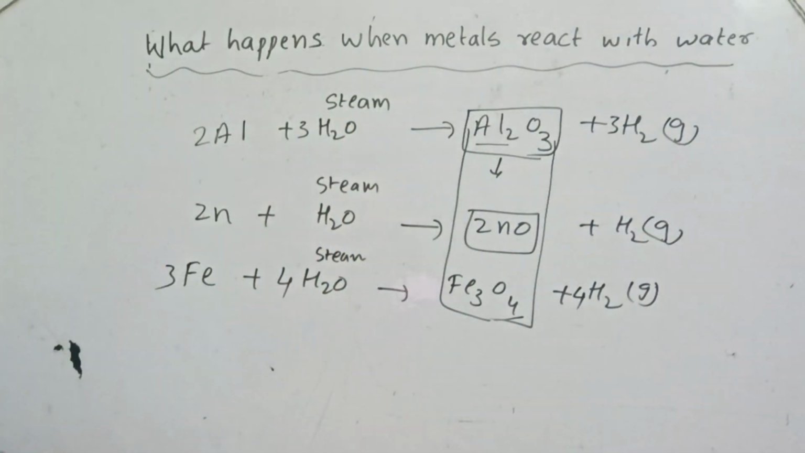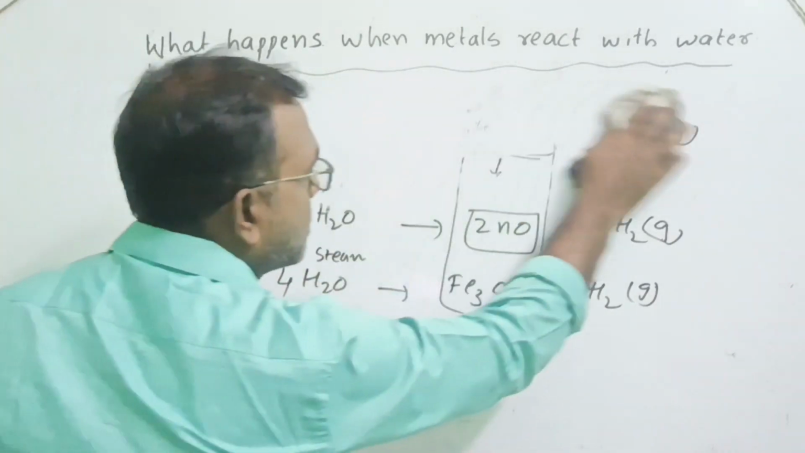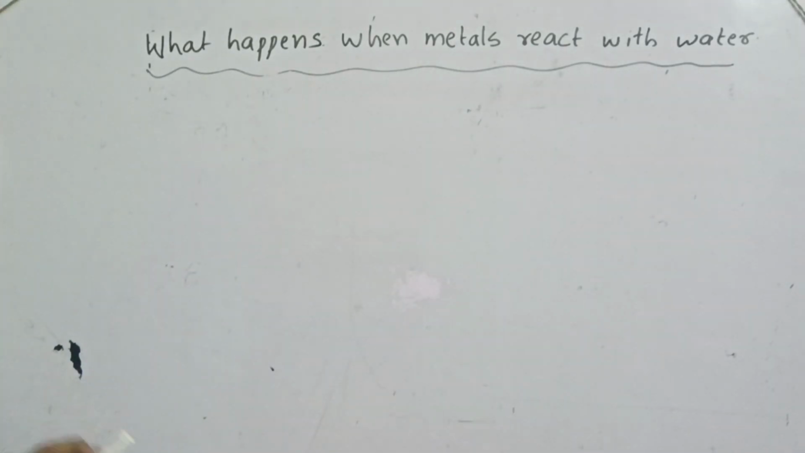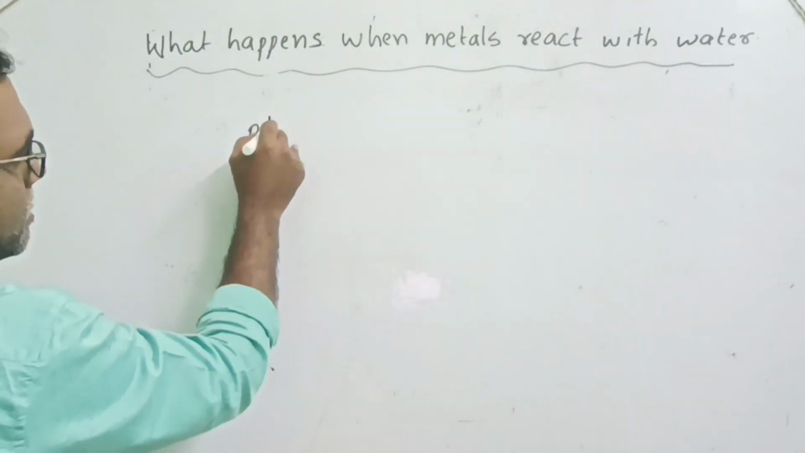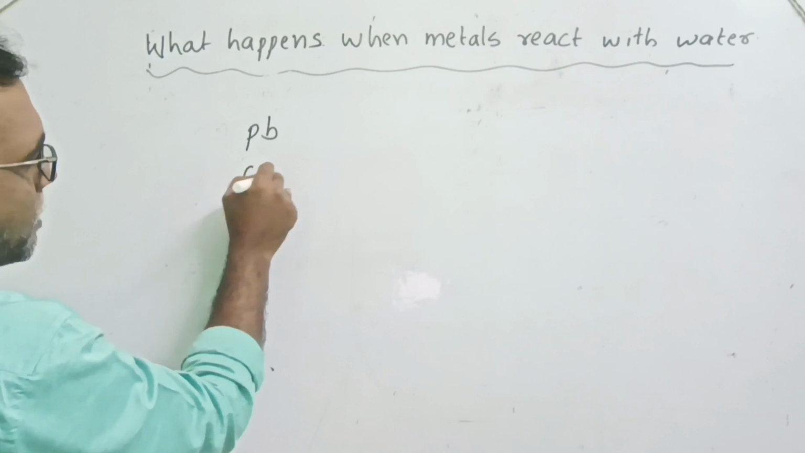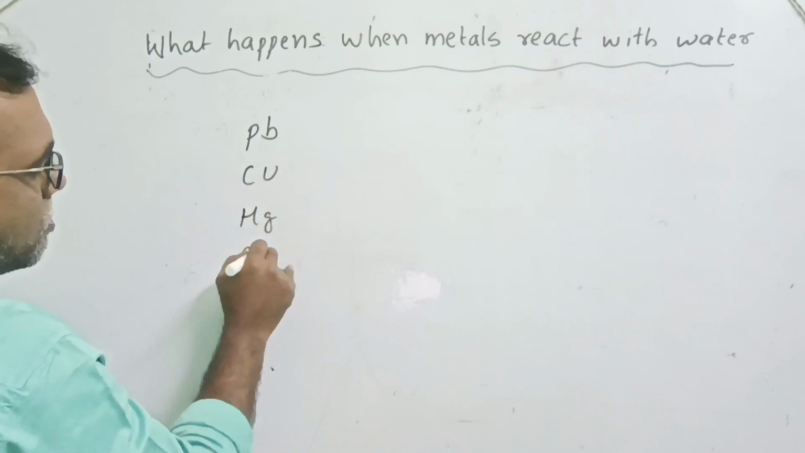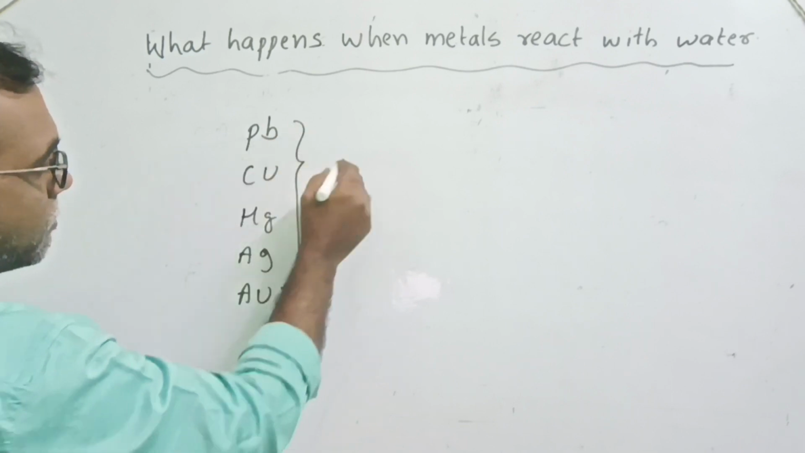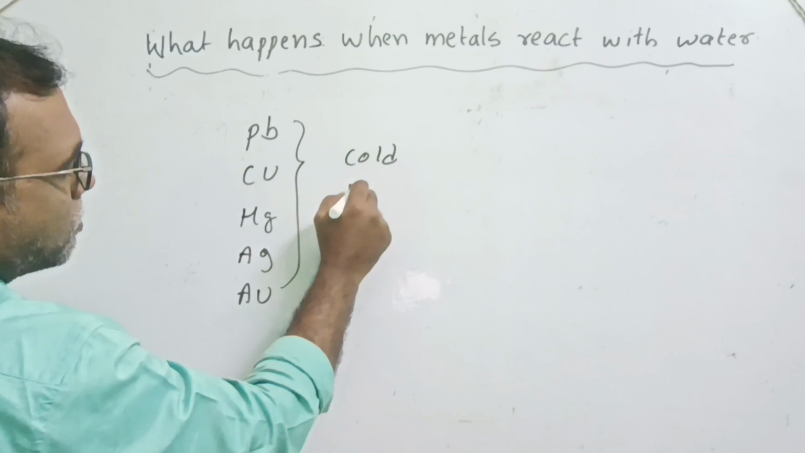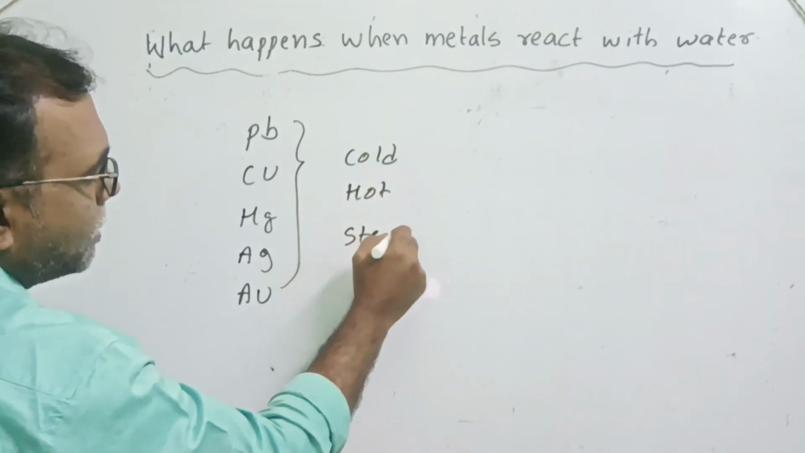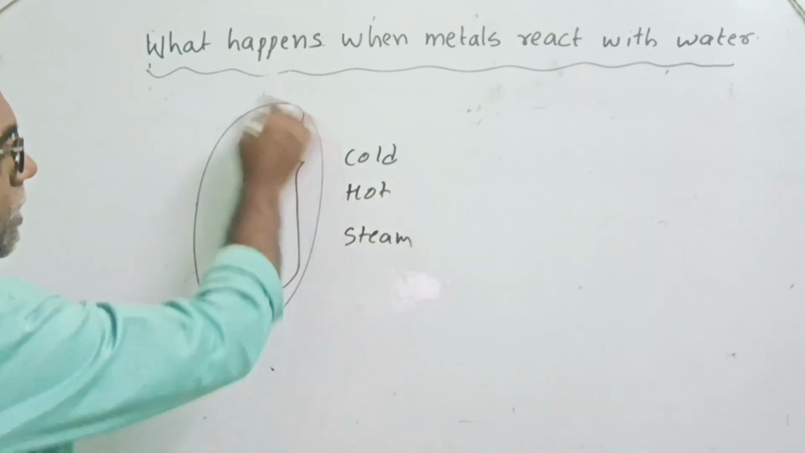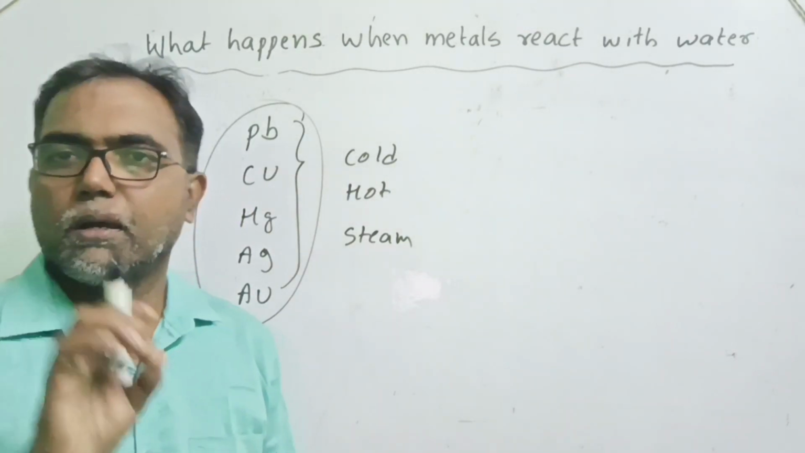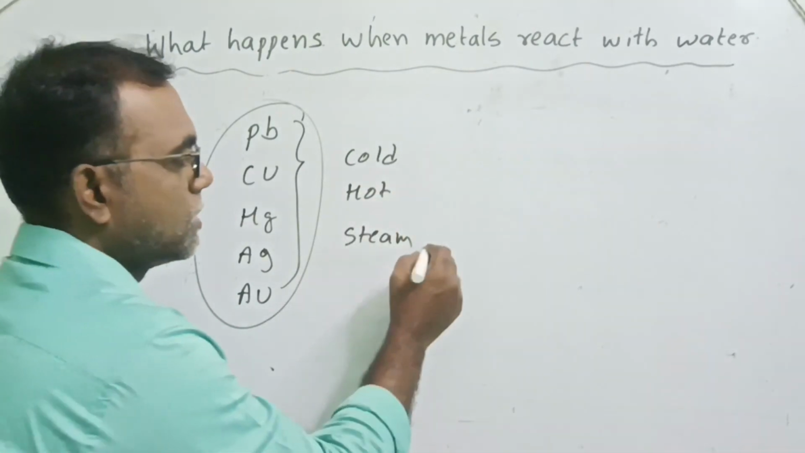Now after this, in the reactivity series, a few metals are further there. So what are those metals? Will they react with cold water, hot water, or steam? Let us see. Next is lead, next copper, mercury, silver, gold. These metals do not react with cold water, hot water, or steam. Why do they not react? Because of their low reactivity, they do not react with any form of water.